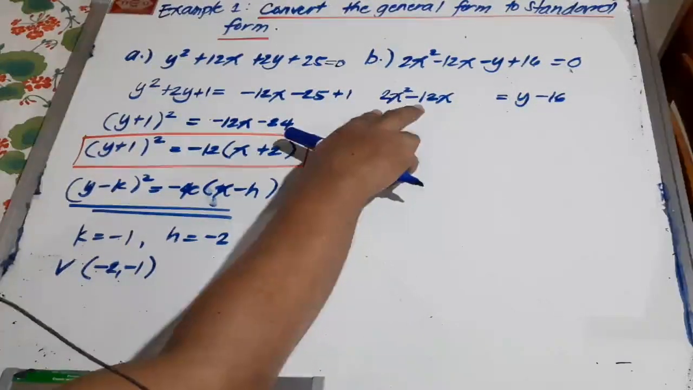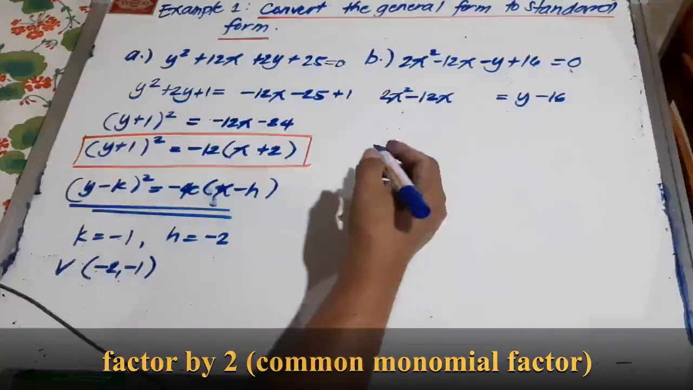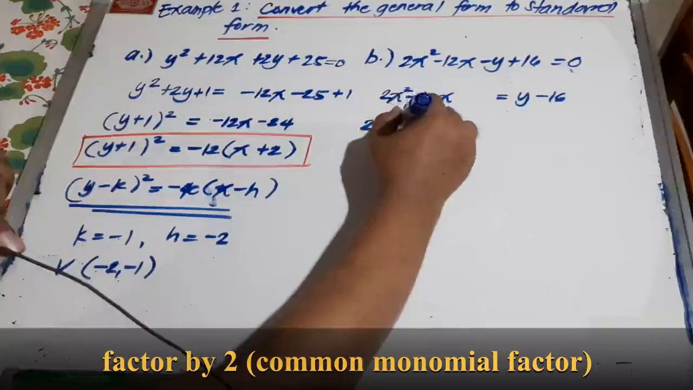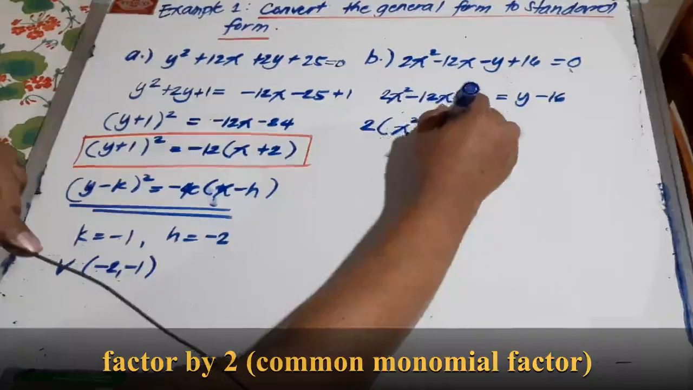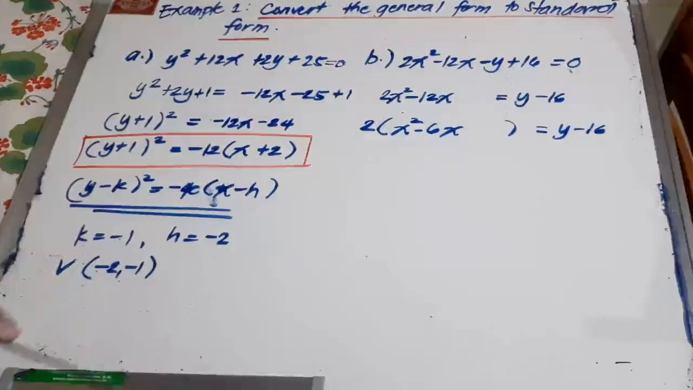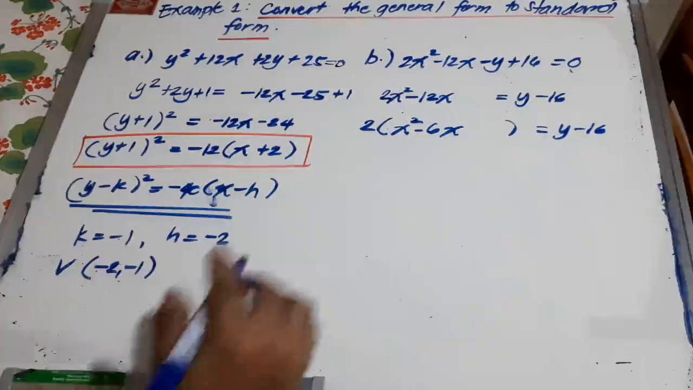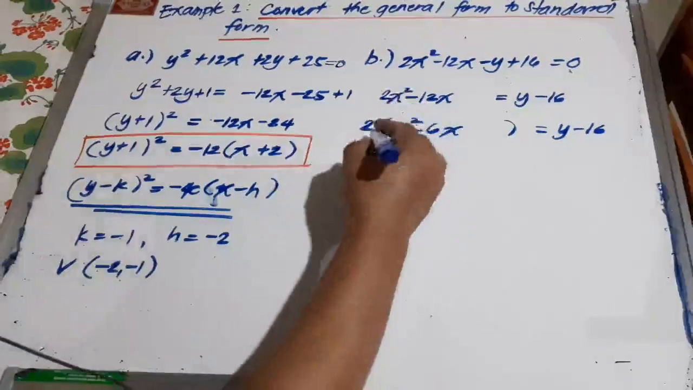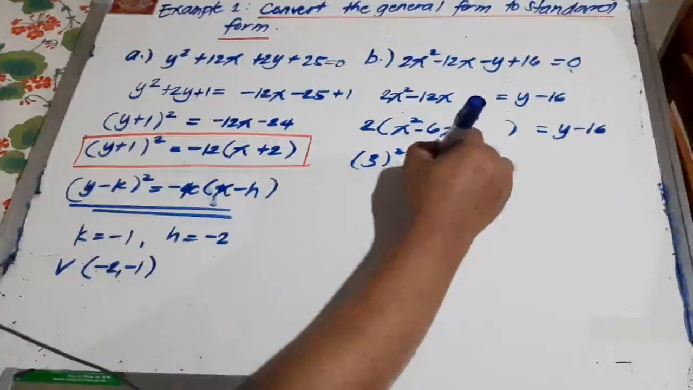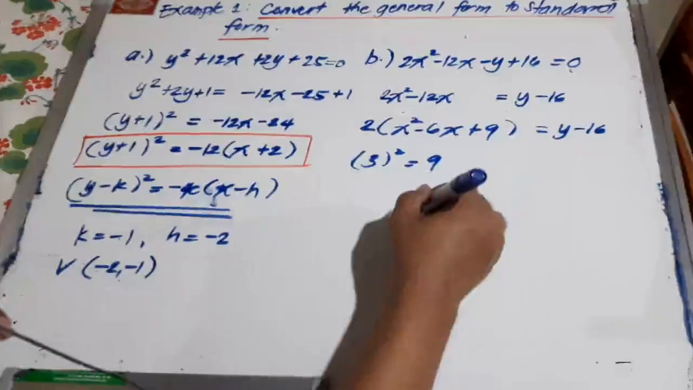So, I'm going to divide these two terms by 2 para yung ating x squared term has a coefficient of 1. So, we have x squared minus 6x equals y minus 16. Now, ready na to for completing the square. So, we're going to divide 6 by 2. The result is 3. And then, we square the result. That will be 9. So, 9 will be added here.